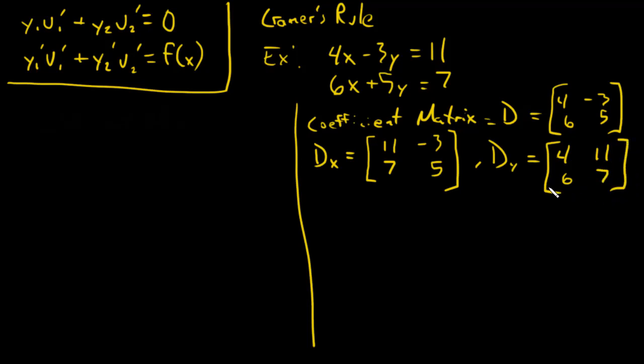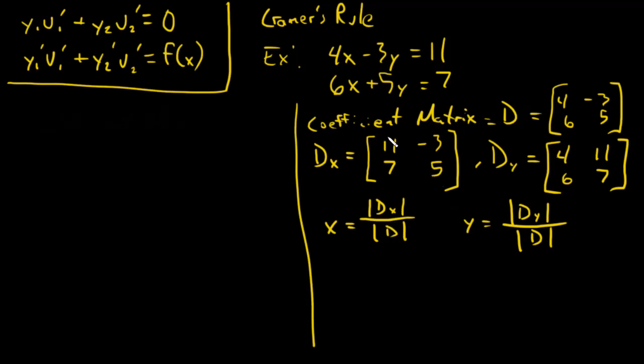Okay? So now that we have all of our pieces, all we have to do is the determinants of all these. So x is equal to the determinant of D sub x divided by the determinant of D, and y is the determinant of D sub y divided by the determinant of D. Okay, so let's just get these values.